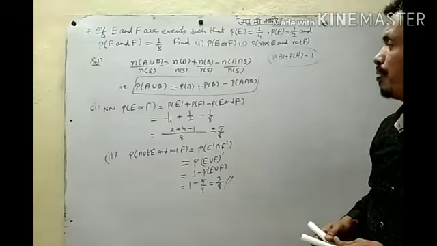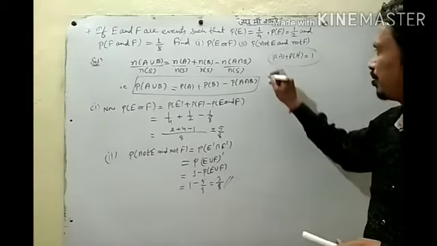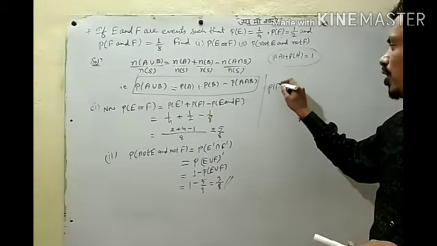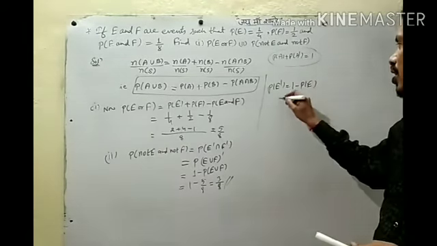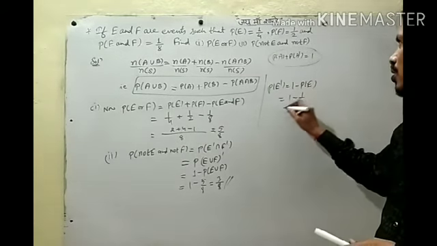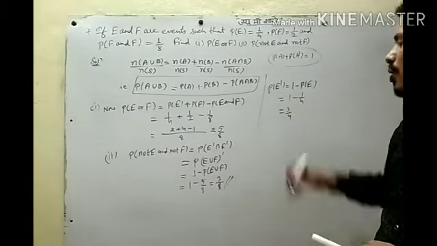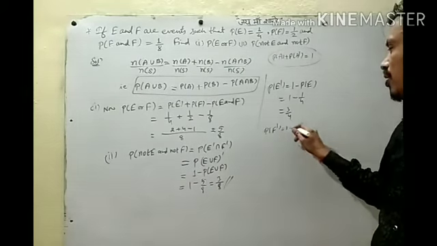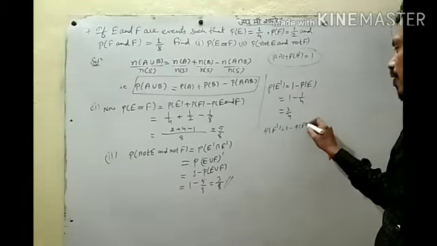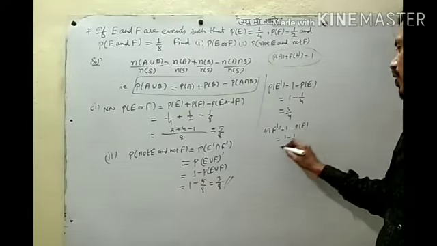What is probability of not E? Probability of not E, we can say 1 minus P of E, means 1 minus 1 by 4, that is 3 by 4. What is probability of not F? 1 minus P of F, means 1 minus half.